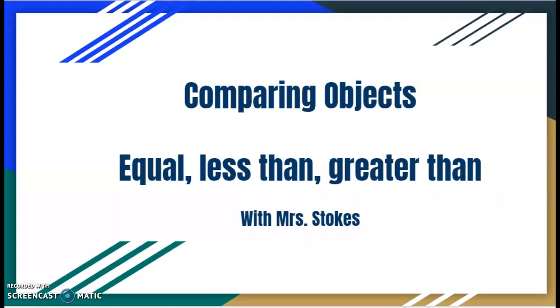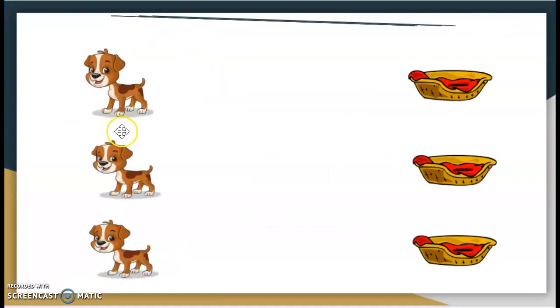Hi class, this video will help you complete lessons 6 through 9 of Unit 1. It's going to cover comparing objects, or comparing numbers or groups of objects, that are equal, less than, or greater than. We're first going to look at these puppies in these dog beds. You can see there's puppies here and there's dog beds here.